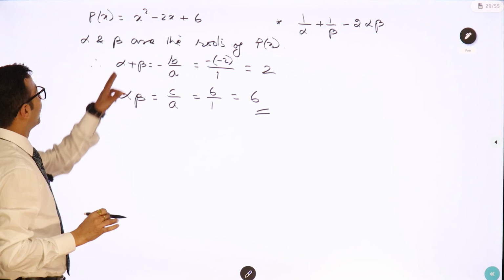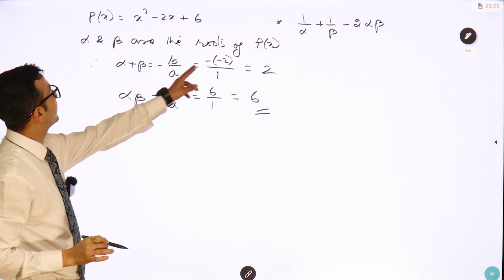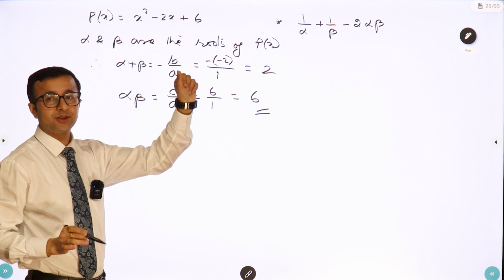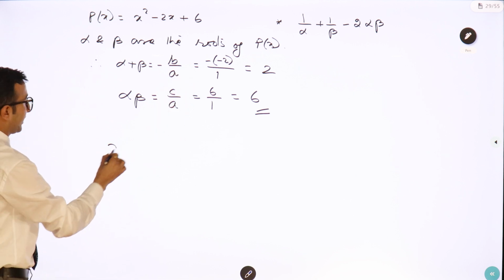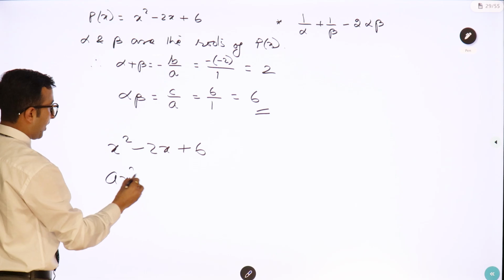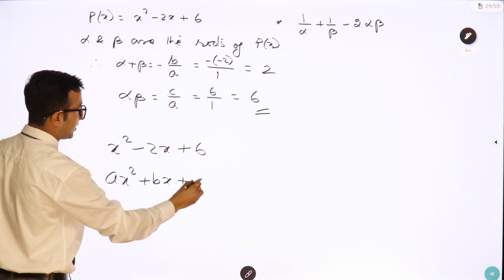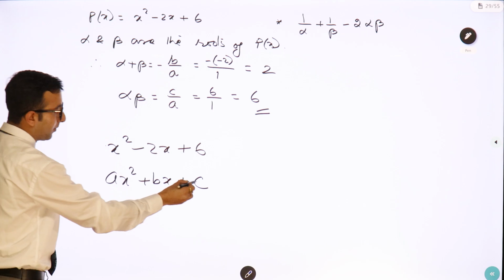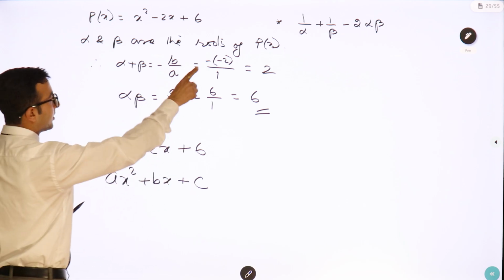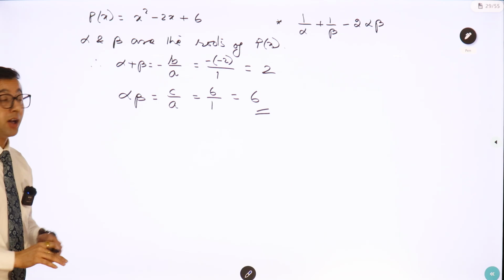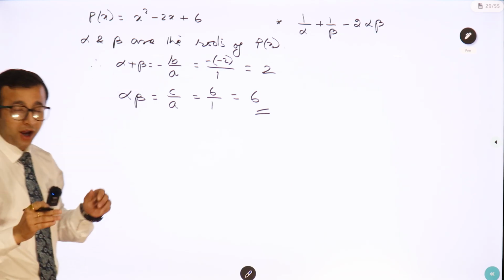Clear, right? Sum of the roots is minus b by a; the minus is already there, but in place of b there is also minus 2. If it is not clear, just compare x square minus 2x plus 6 with ax square plus bx plus c. Just look here: in place of a there is 1, in place of b there is minus 2, in place of c there is 6. So we have used the same values. So what we have here are the sum and the product of the roots. Now we will solve this. But how to solve it?